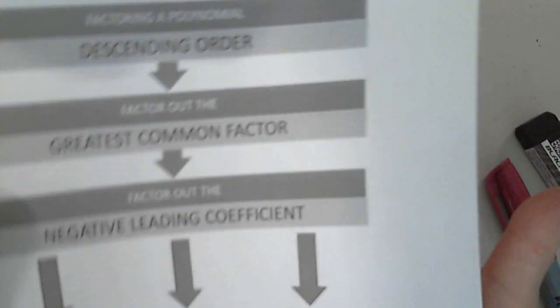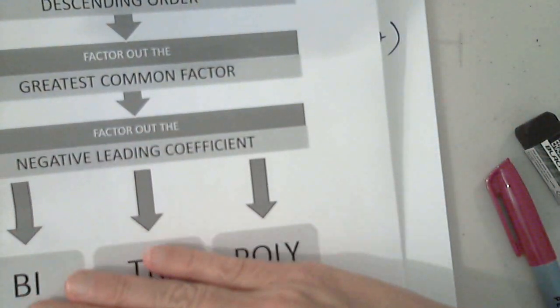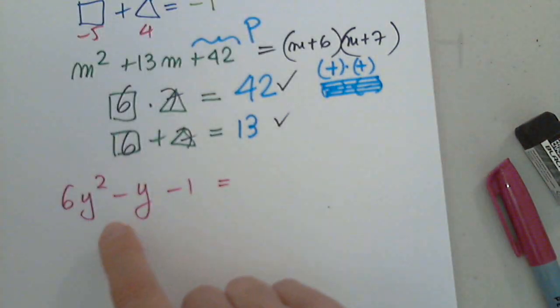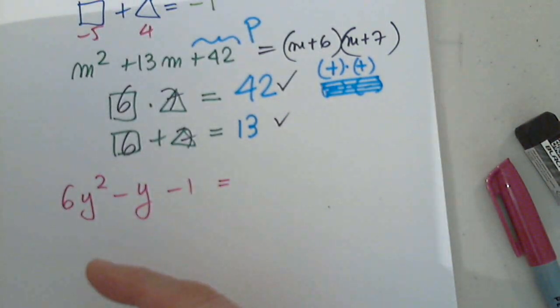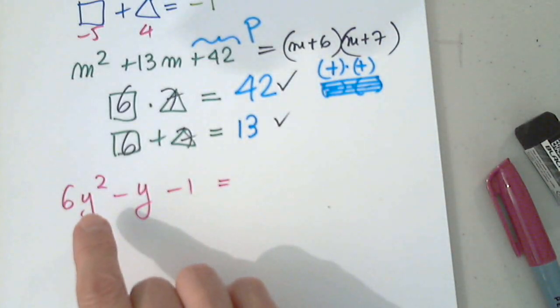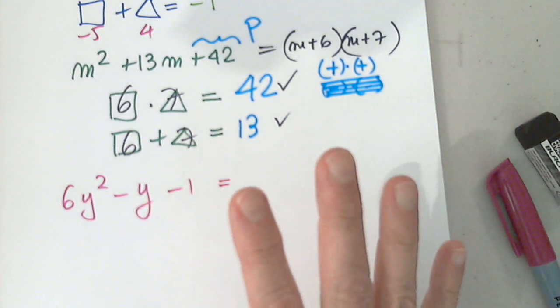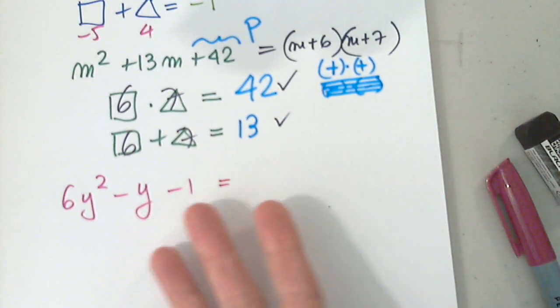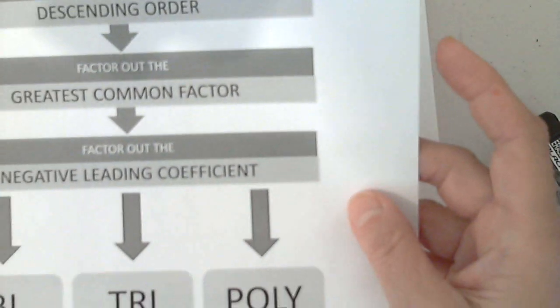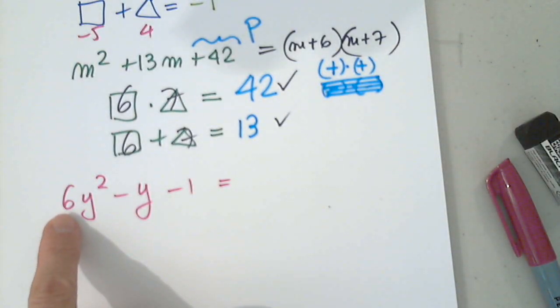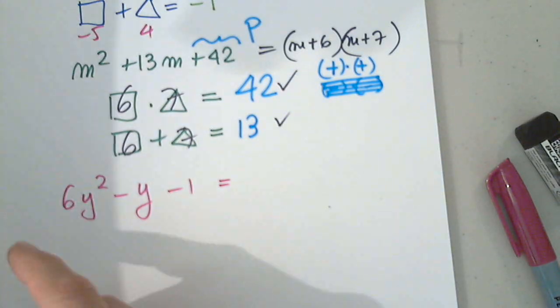I go through my steps again. Never skip any step, ever. Descending order? Yeah. Descending order. Greatest common factor? No. 6, negative 1, and negative 1, all three must have a common factor. If they do, I pull it out, but if they don't, I don't. There is no greatest common factor. Negative leading coefficient? No. The leading coefficient is 6.